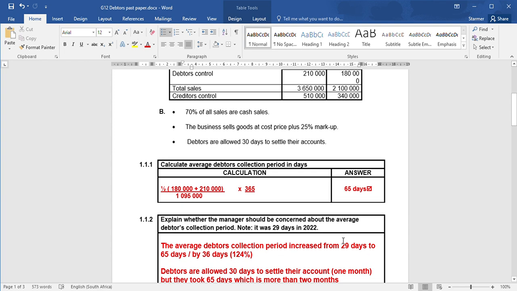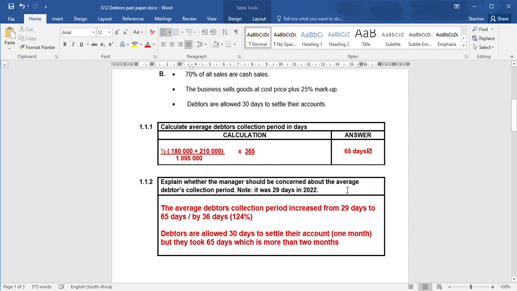They then ask you whether the manager should be concerned about the average debtors collection period. You're told here that debtors are allowed 30 days to settle their accounts. They're taking 65 days. So that's the first issue. The other issue is last year it was only 29 days that they were taking to settle their account. Now it's 65 days. So either of these answers would be acceptable here.